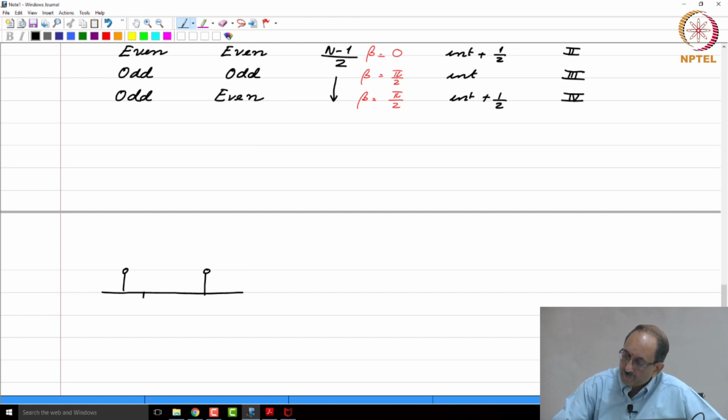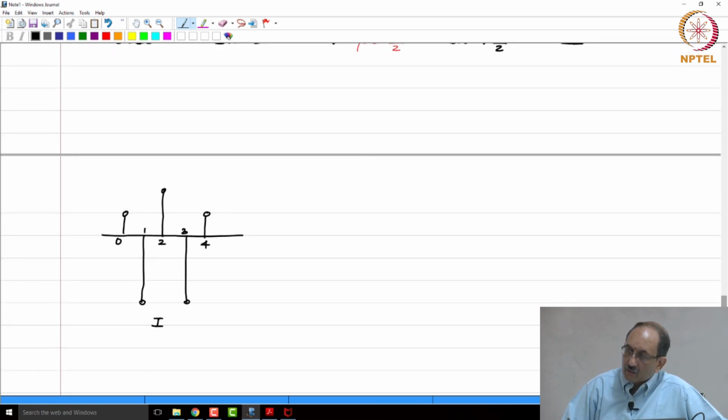So, this is type 1 because the symmetry is even and the length is odd, and point of symmetry falls on a sample value. So, this sequence is symmetric about this particular sample and it falls on a sample value, and it is easy to see the kind of point we are going to make for the other cases.